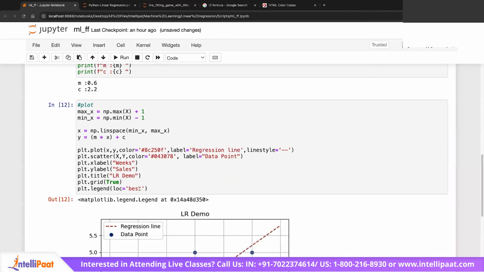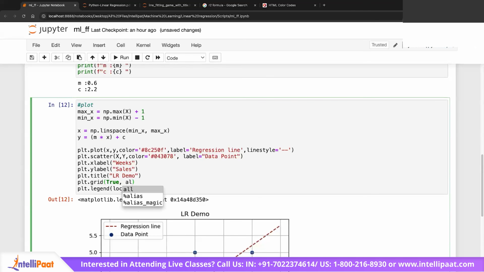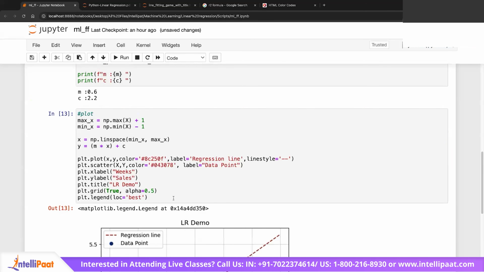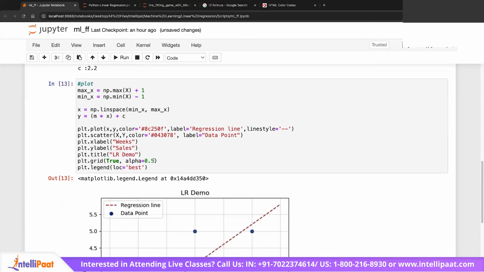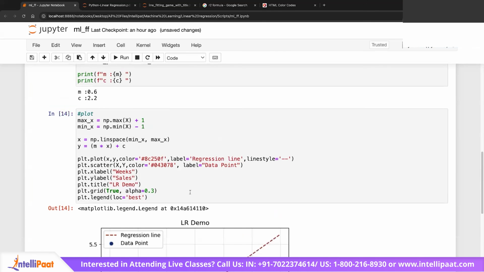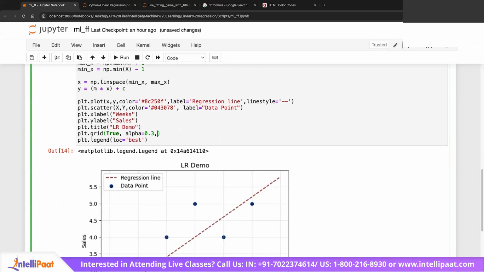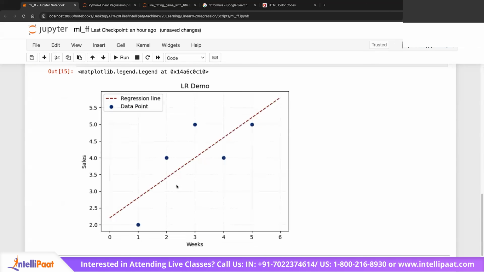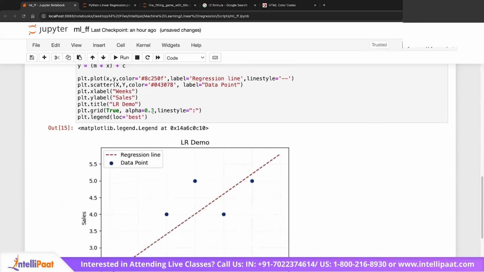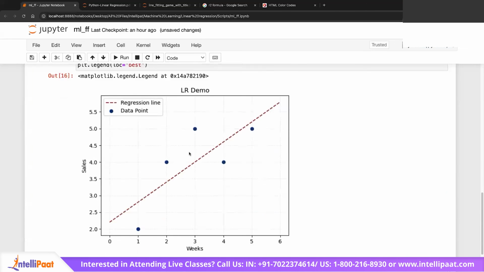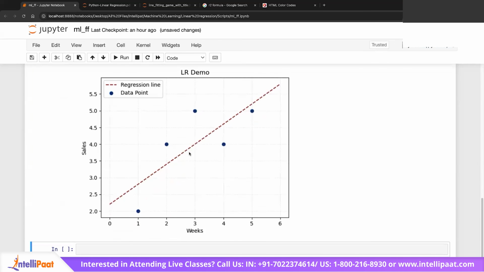Let's make the grid a little lighter. Alpha equals, let's make it 0.5. Now let's make it 0.3. Let's also make the line style dashed, right? Let's make it like this. Please tell me if it's better. Looks good. Now let's make the alpha 0.4. Good.